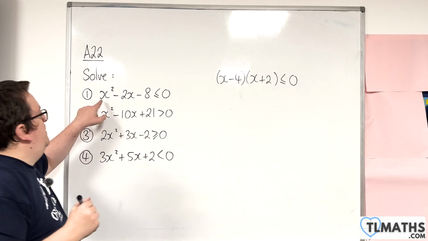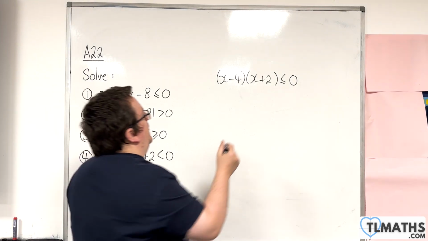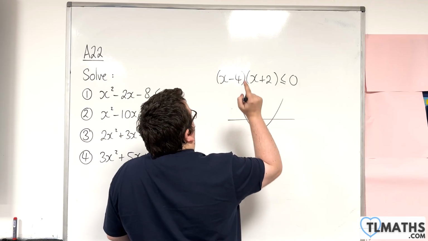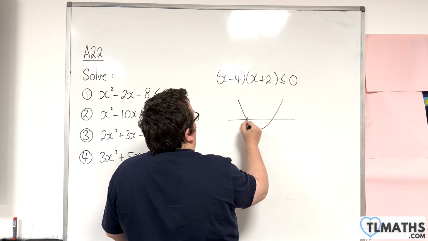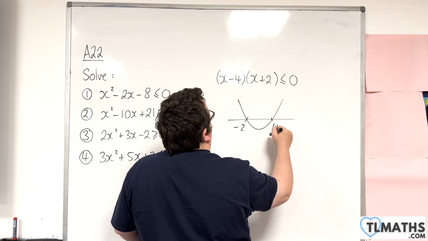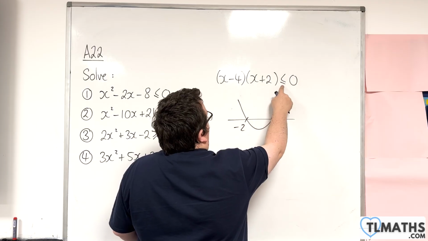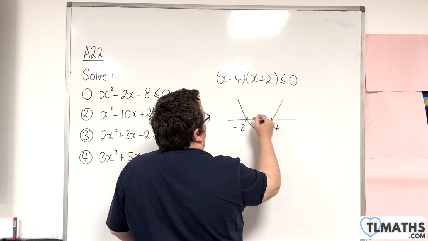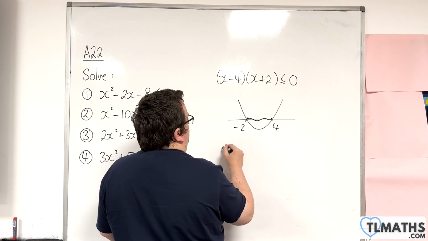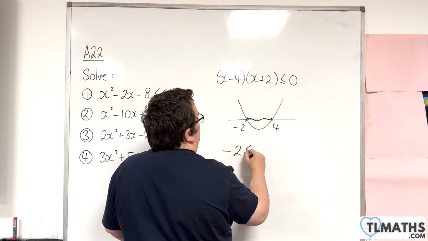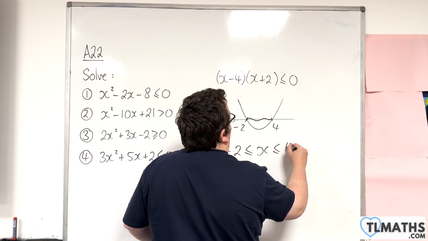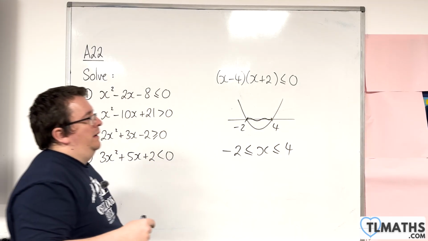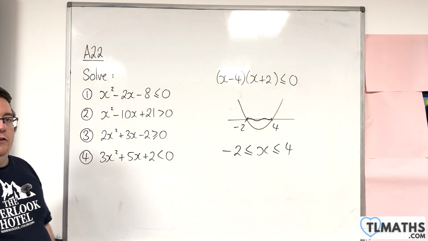Okay, this is a positive parabola, so it will look like this. It's going through 4 and -2, so -2 and 4. And where is the parabola below the x-axis, below or equal to the x-axis? That's there, so between the two values. So we must have -2 is less than or equal to x is less than or equal to 4. If there's an equality there, there has to be equality here as well. Okay, and that solves the inequality.